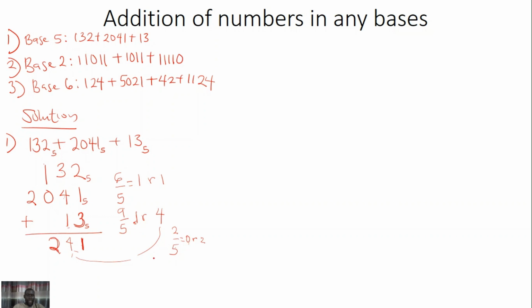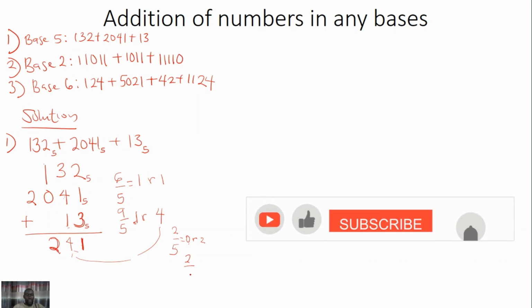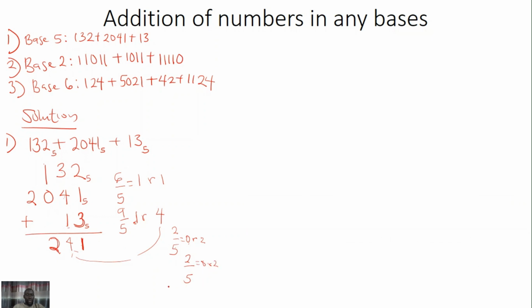We are going to carry that 0 to the next column, which is 2. 0 plus 2 is 2. Now, instead of writing that 2 here, we are first going to divide it by 5, and it's going to give us 0, remainder 2. So what we're going to write here is the remainder, which is 2. And that is it.